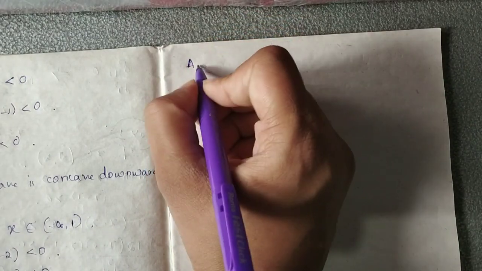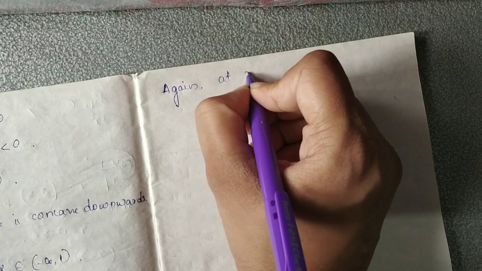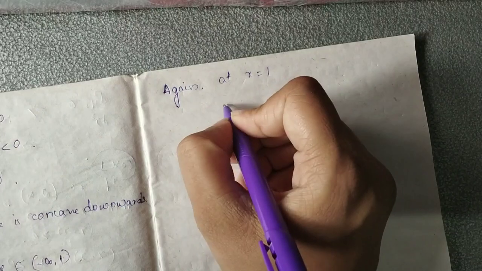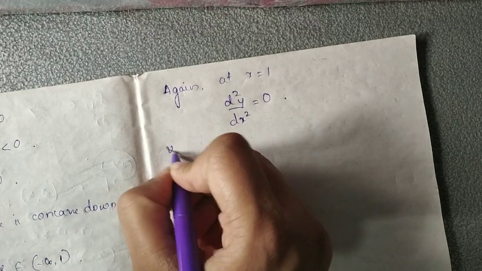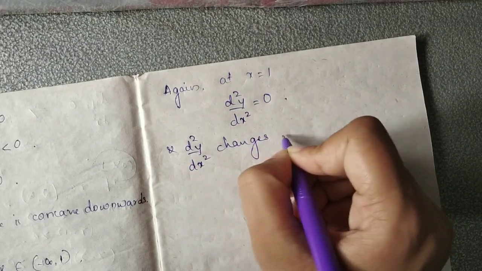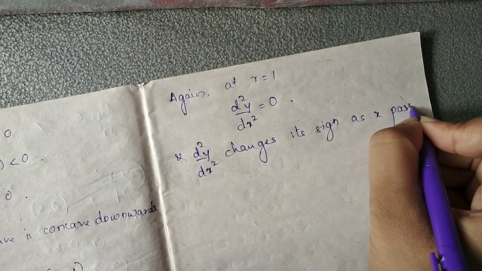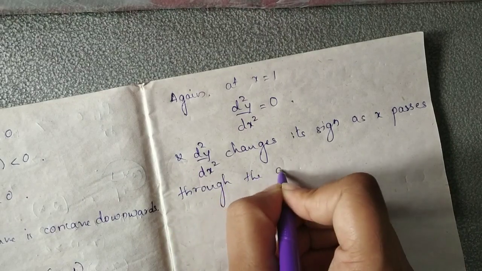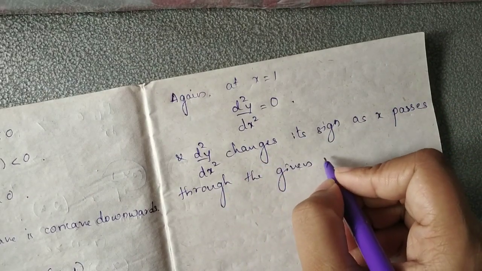So again, you can go for note 3 also. We got x equal to 1 and x equal to 2, right? One by one we will check. At x equal to 1, we have d square y by dx square as 0, and d square y by dx square changes its sign as x passes through 1. You can name the curve as equation 1.